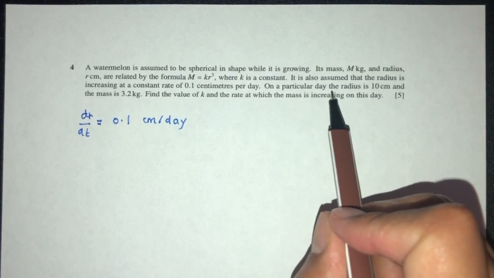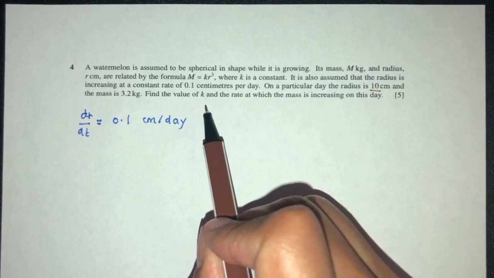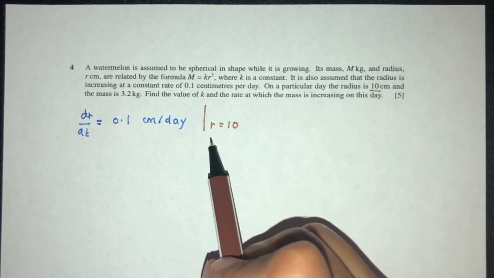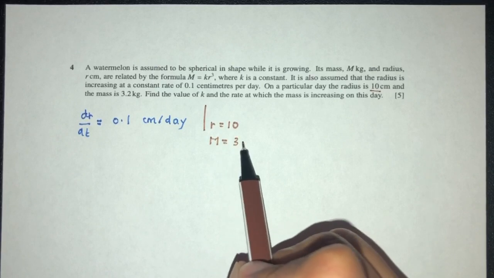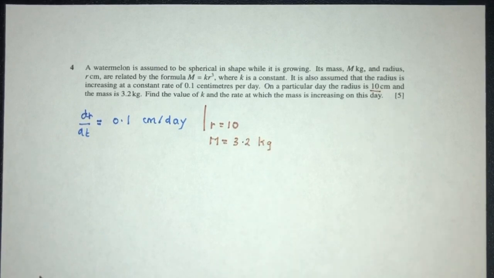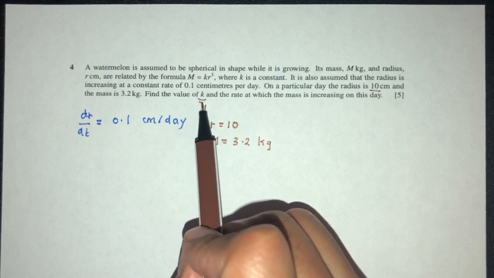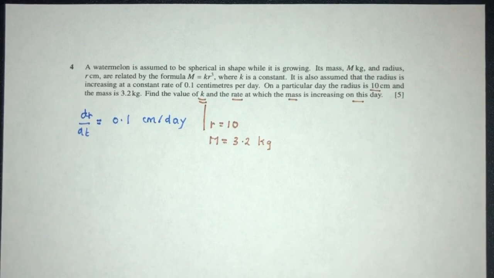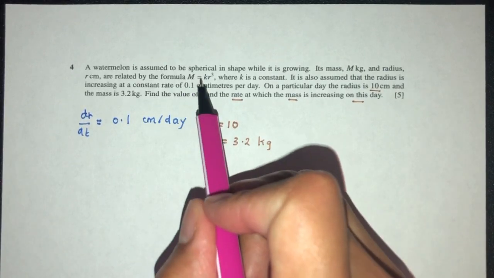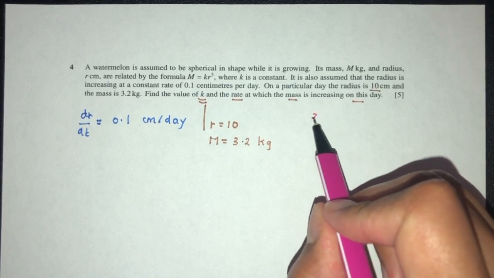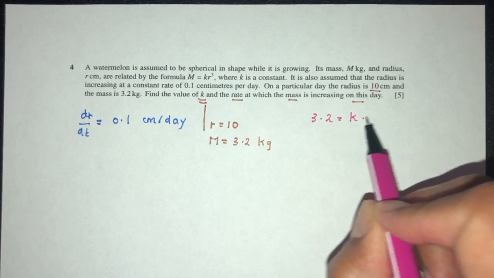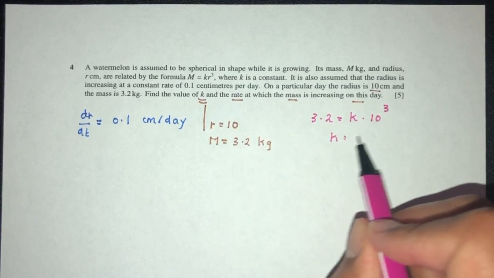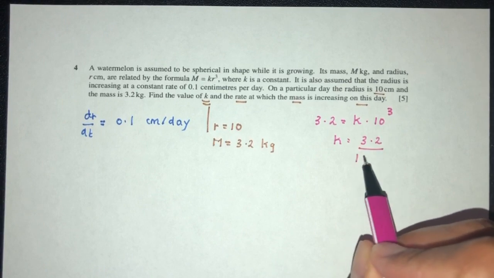Now, on a day, the radius is 10. So when the radius is 10, so right now, at the time of this question, the radius is 10. And the mass is 3.2 kg. Okay, we have to find the value of k and the rate at which the mass is increasing on this day. So pretty easy. The first thing we can do is find the value of k. So replace back in your main equation. M is 3.2, k is right here, and R is 10 power 3. So k will be 3.2 divided by 1000.